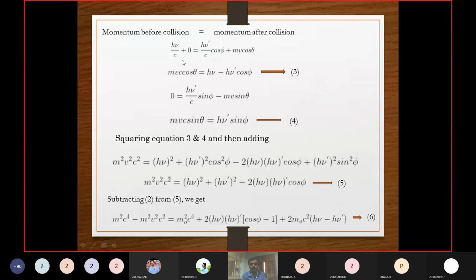So h nu by c into cos phi, plus mv cos theta. Cos theta means this direction is along the horizontal direction, which is nothing but the initial direction of the photon. From this, for mv cos theta, we bring the c to this side, so c gets cancelled and c will be multiplied. That's why mvc cos theta is equal to h nu minus h nu dash cos phi. Let us take this as equation 3.